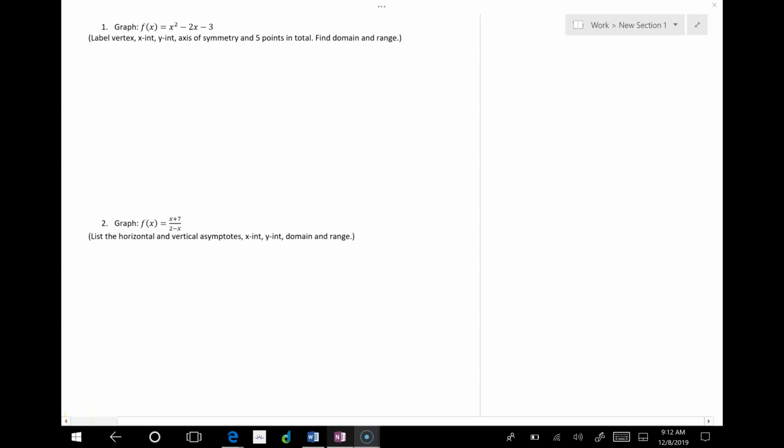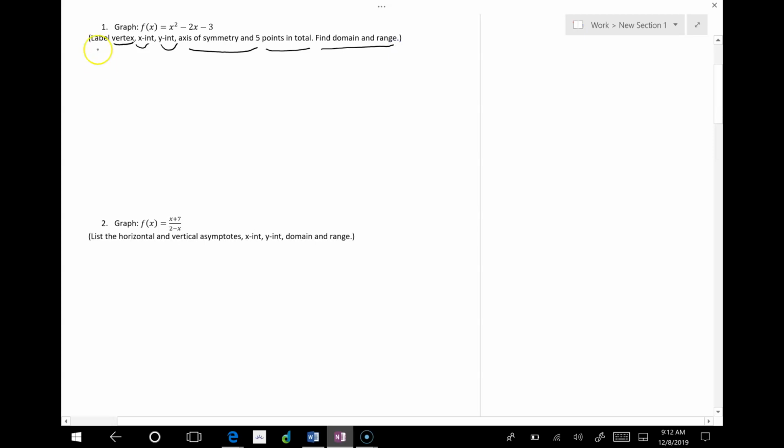Let's review some college algebra concepts. The first question says f of x is equal to x squared minus 2x minus 3. I ask for a vertex here, x-intercept, y-intercept, axis of symmetry, and then it's nice to have 5 points in total to graph it more accurately, and then finding the domain and range at the end.